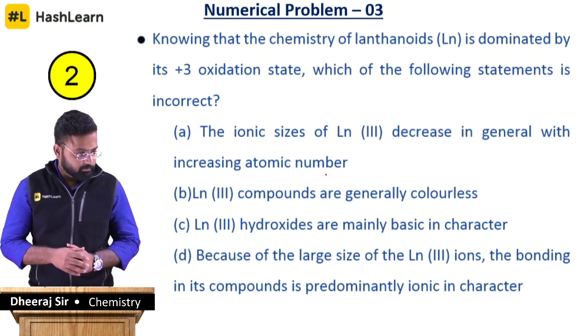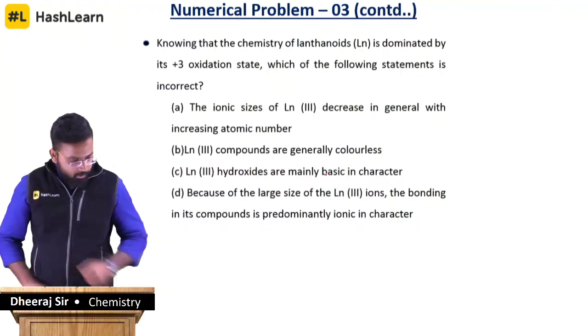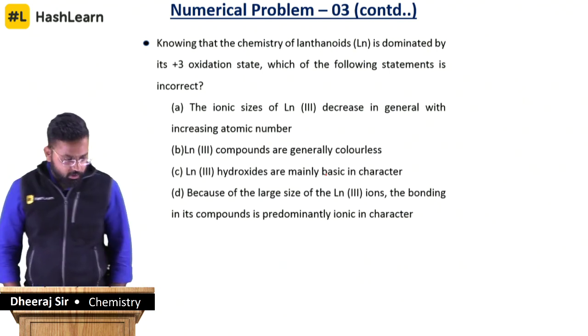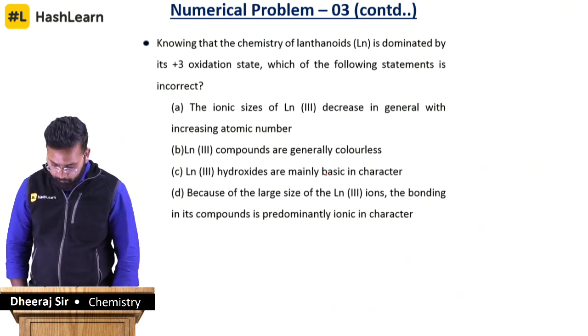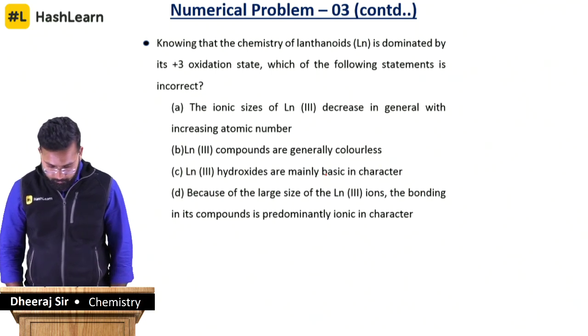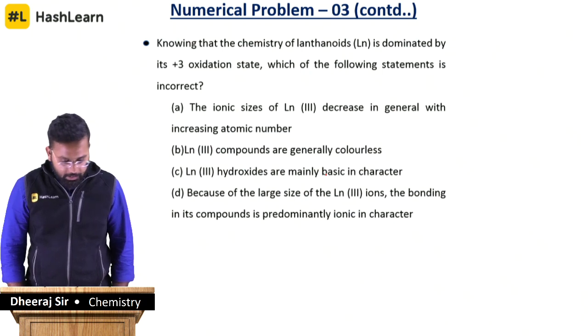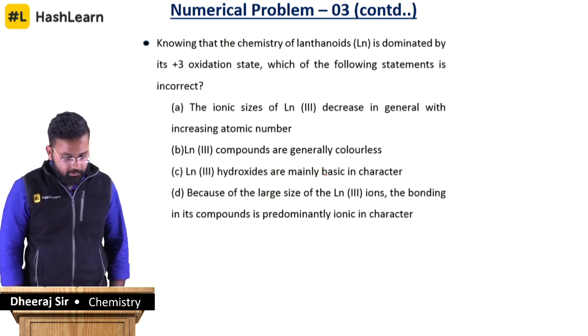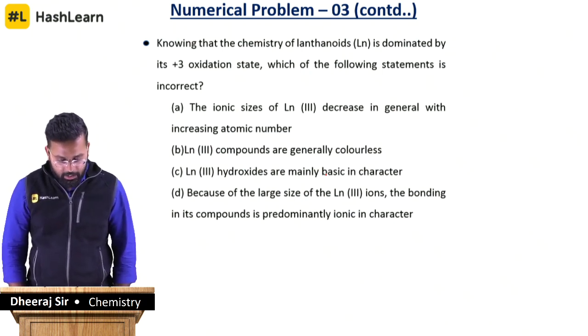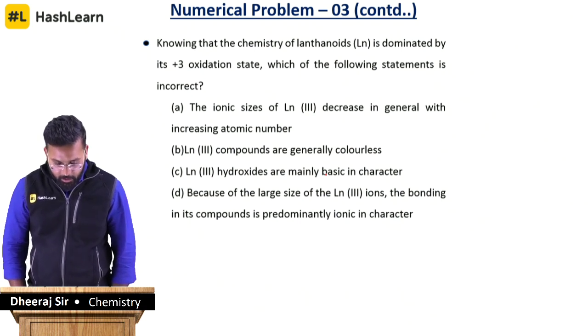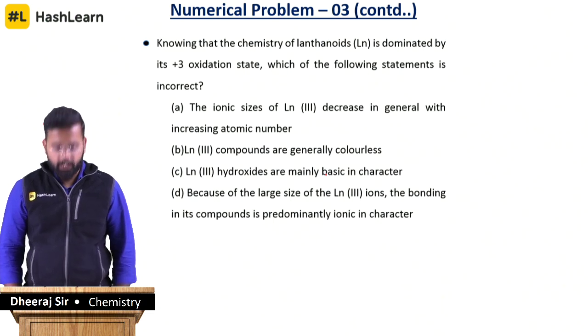Think about it. So Clockmaster says time's up, but no worries, guys. Understanding is more important. So read through the options carefully. The ionic sizes of Ln3+ decrease in general with increasing atomic number. Lanthanide compounds are generally colorless. Lanthanide hydroxides are mainly basic in character. Because of the large size of lanthanoid ions, the bonding in its compounds is predominantly ionic in character.